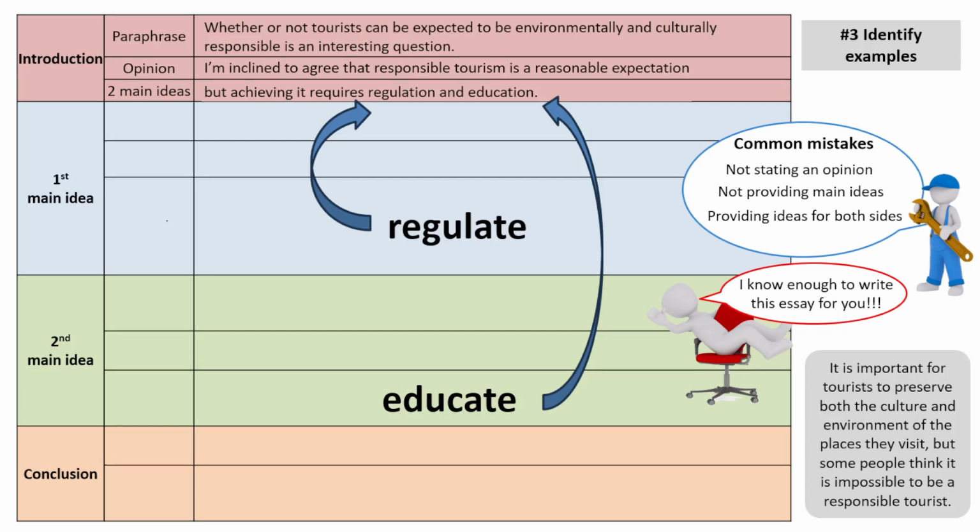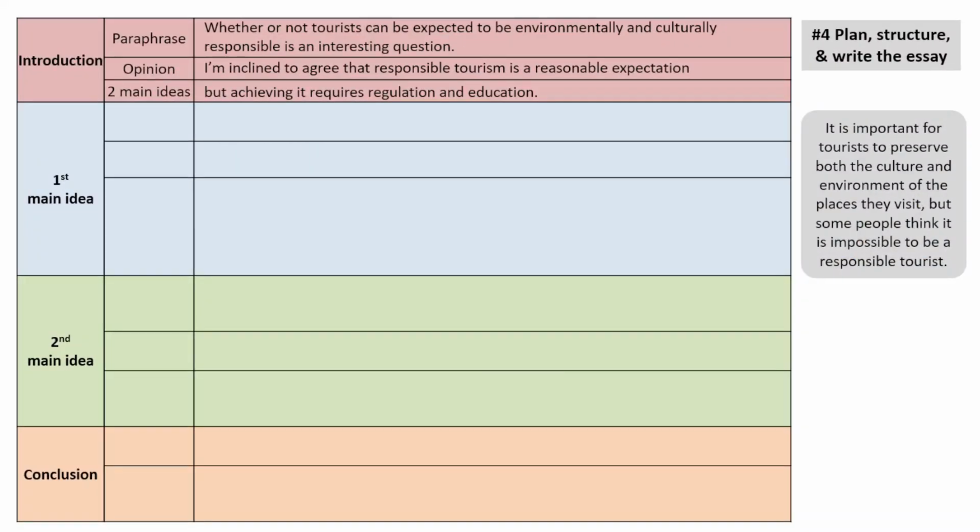So now that we've got our introduction and our main ideas, all we need to do is follow the roadmap and write our two main body paragraphs. In the first of those paragraphs, we'll write about the first idea, regulation, and in the second paragraph, we'll write about the second idea, and for this essay, that's education. The structure for each of those body paragraphs is a topic sentence, an explanation of that, and an example or supporting details. So here's my topic sentence.